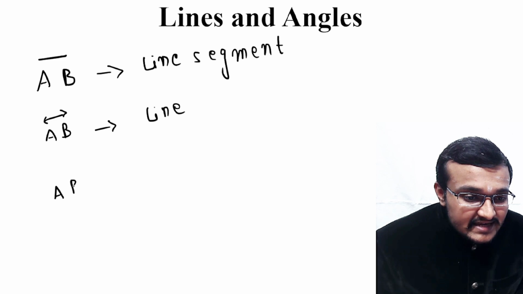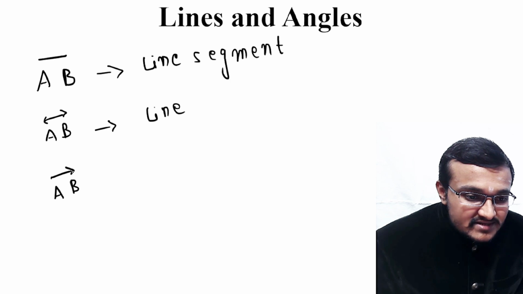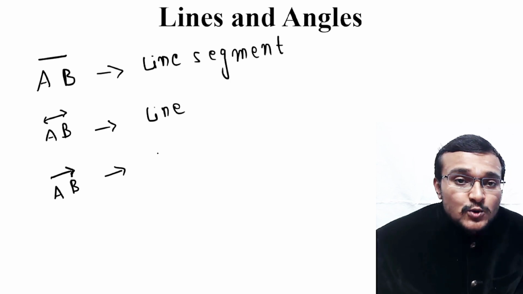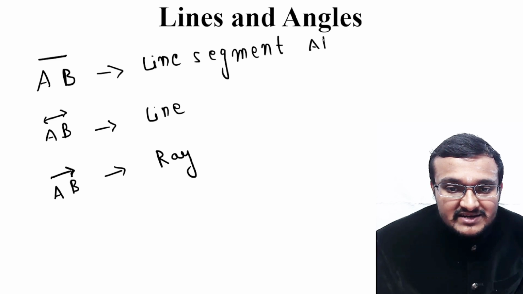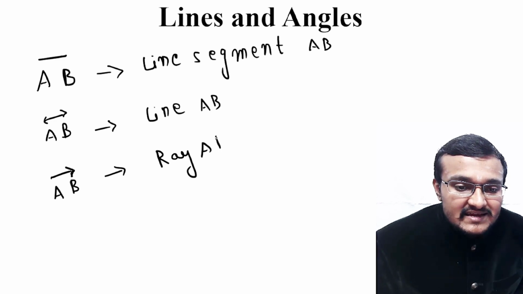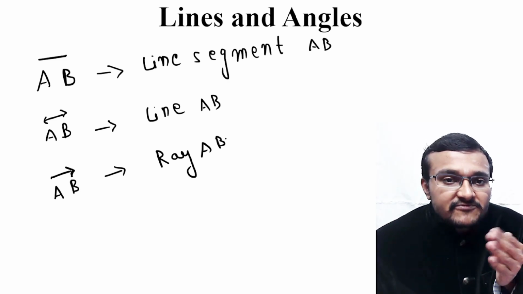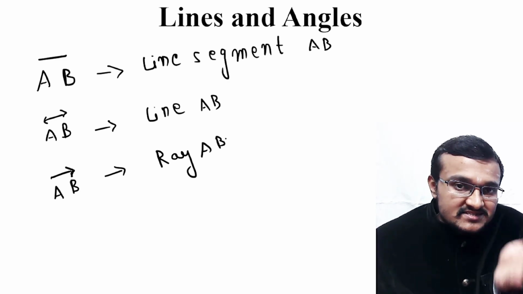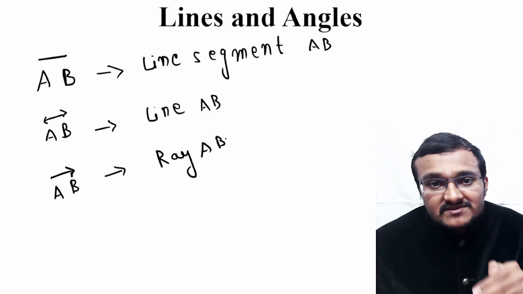Now if I write AB and draw a ray over AB with one terminating point and an arrow on the other side, then this is known as a ray. So generally this is line segment AB, this is line AB, this is ray AB. So this is how you have to denote different lines, whether it is just a straight line, a line segment, or a ray.